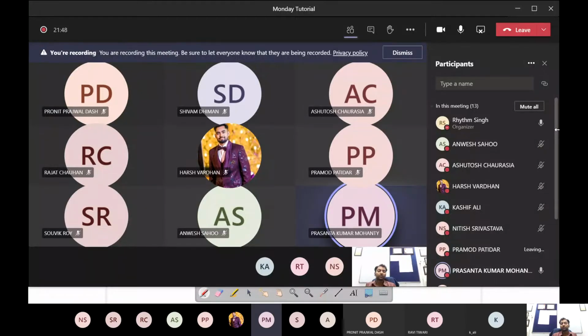Sir, this is Prasant, sir. Yes, Prasant. Sir, which type of switch is used, thyristor or MOSFET like IGBT?